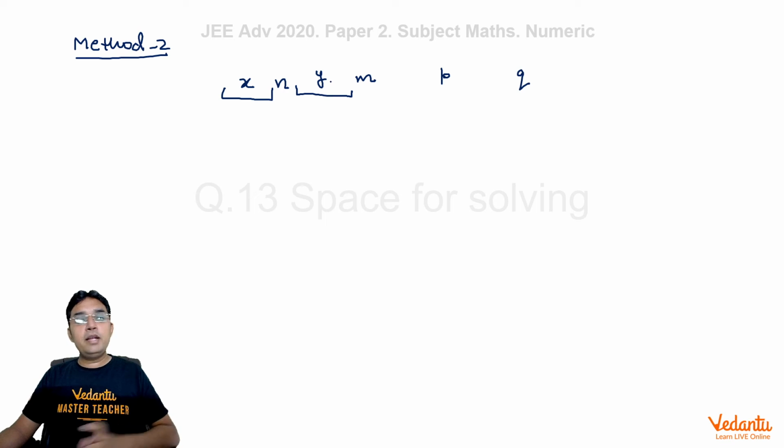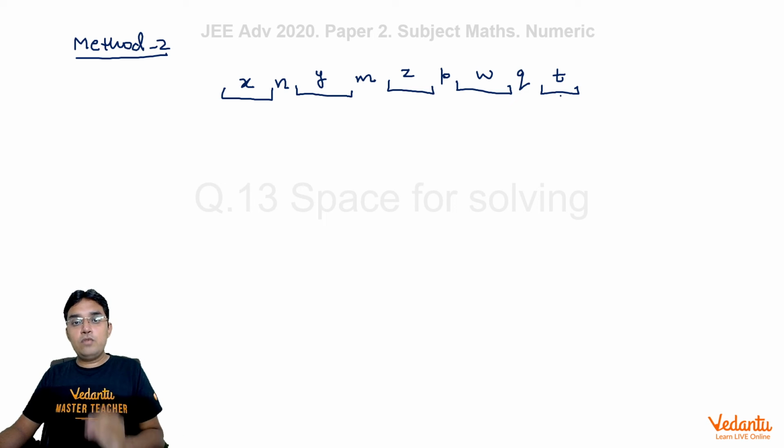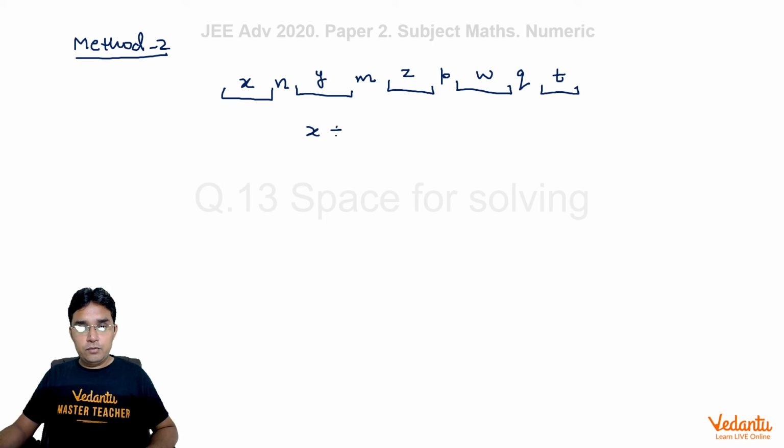Let me call it y number of days. Similarly, between m and p there will be z number of days. Between p and q there will be w number of days, and after q also there can be t number of days. Okay, so this x, y, z, w and t count those number of days on which a visit has not been made. So x plus y plus z plus w plus t should be equal to 11.